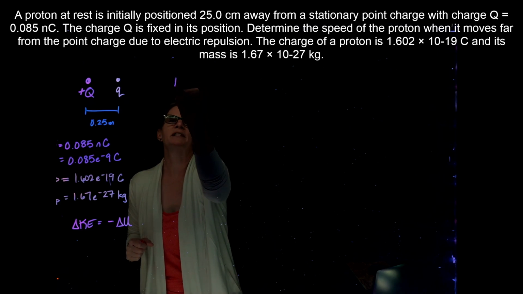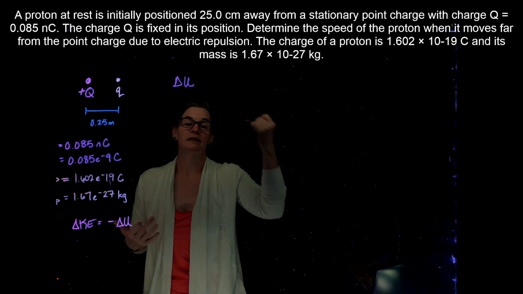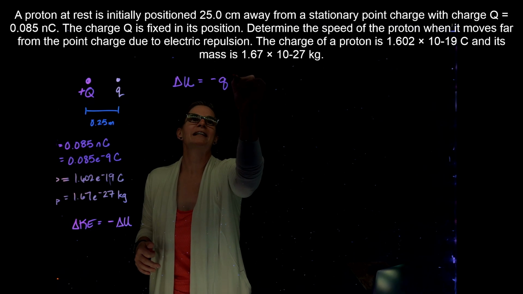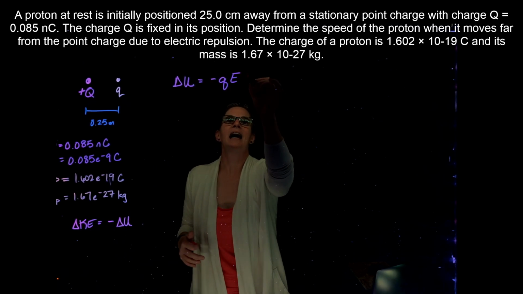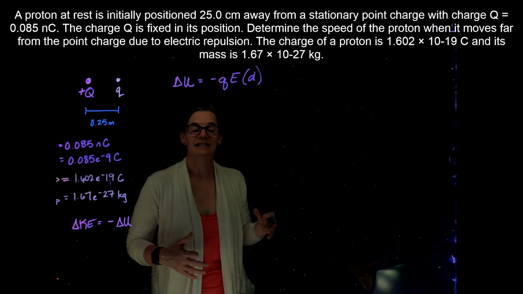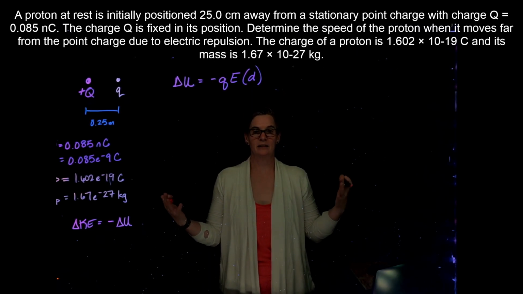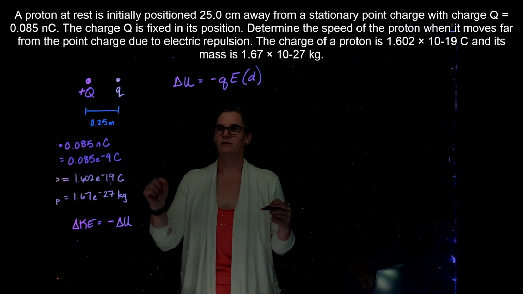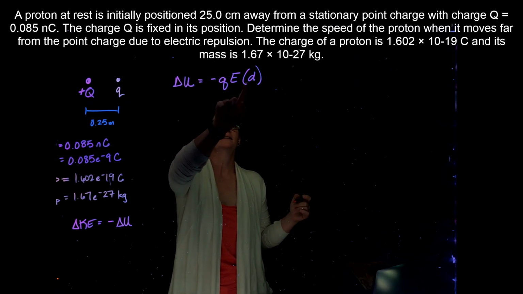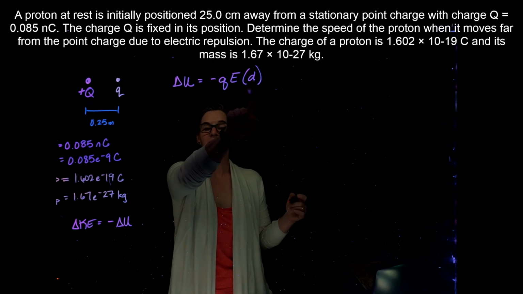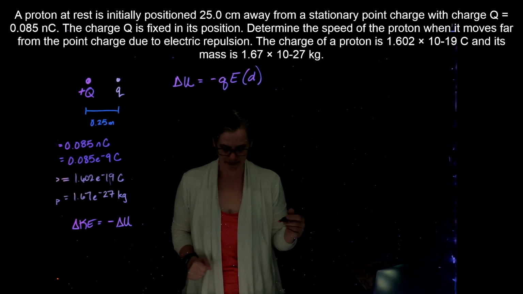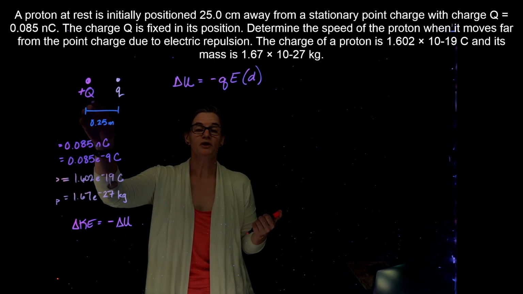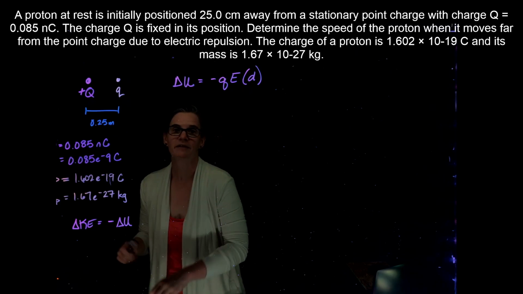We've learned that the electric potential energy is equal to minus the charge times the electric field times the distance that charge is located. So we have this relationship of electric field and the distance. So what is that electric field? Well, the electric field that this proton is experiencing is due to this point charge. So we need to determine the electric field of that point charge.